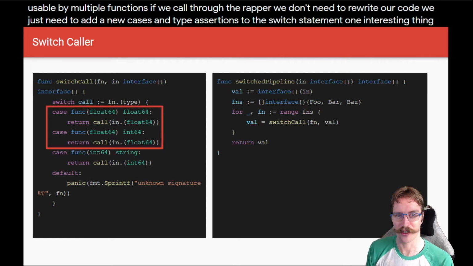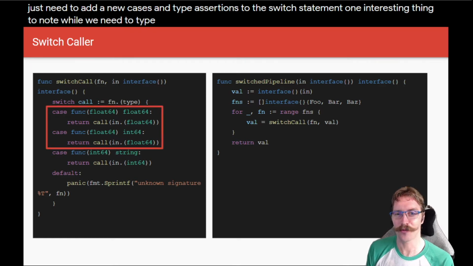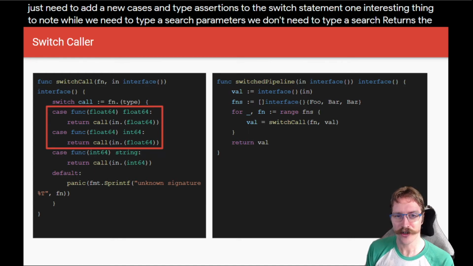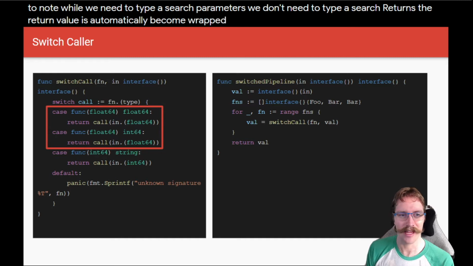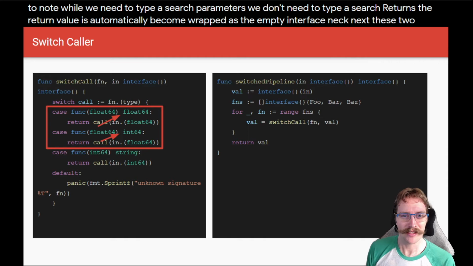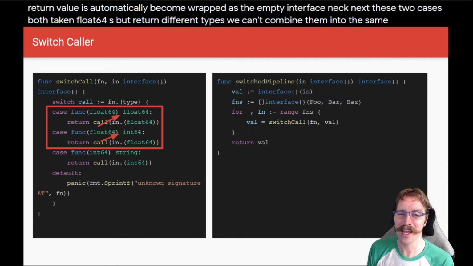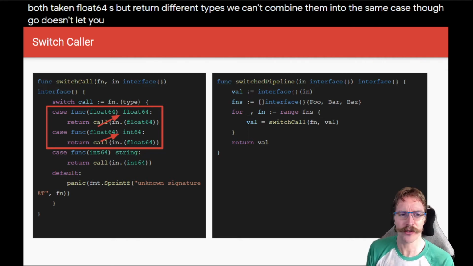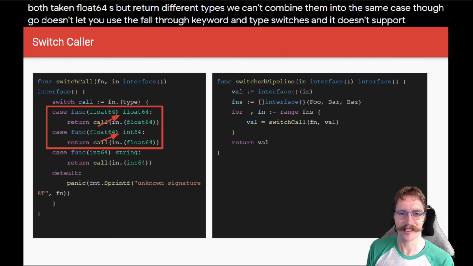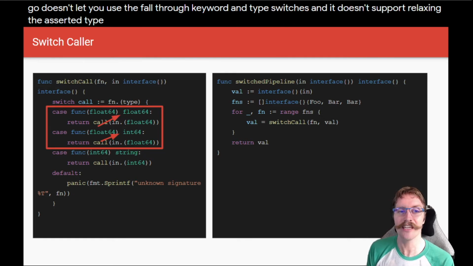One interesting thing to note, while we need to type assert parameters, we don't need to type assert returns. The return values automatically become wrapped as the empty interface. Next, these two cases both take in float64s, but return different types. We can't combine them into the same case, though. Go doesn't let you use the fallthrough keyword in type switches, and it doesn't support relaxing the asserted type of the functions, even though the written code is identical.